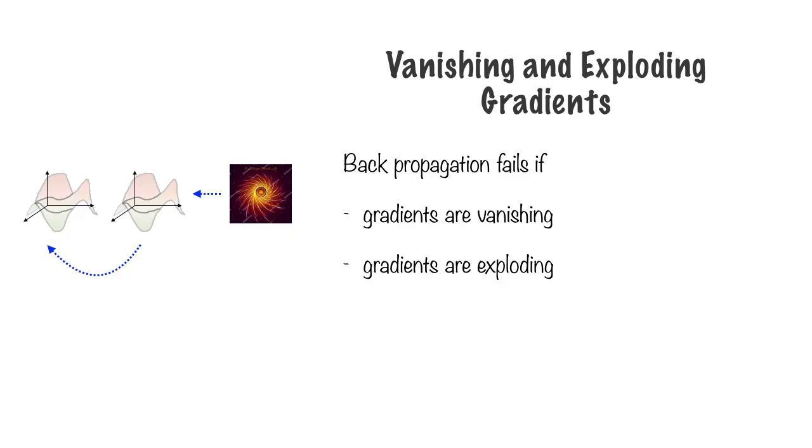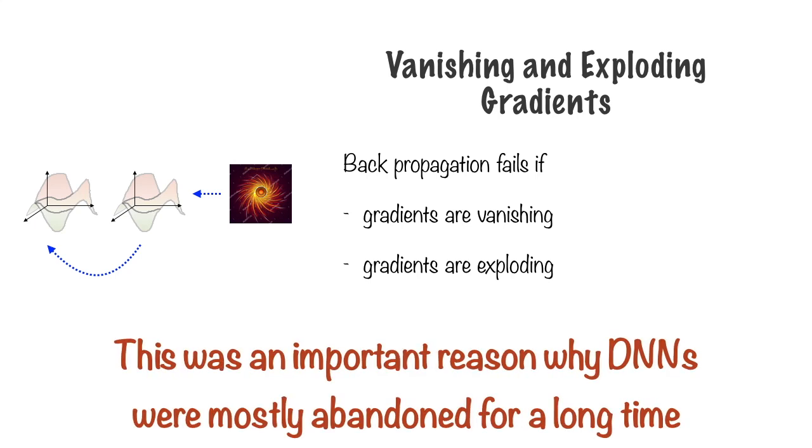Vanishing and exploding gradients are a real problem when you use neural networks, and they're especially true when you use deep neural networks which have many layers. Now, this was an important reason why deep neural networks were mostly abandoned for many years, and there wasn't much research going on into deep DNNs because of these vanishing and exploding gradients problem. However, recent research has found a number of solutions which can mitigate this.